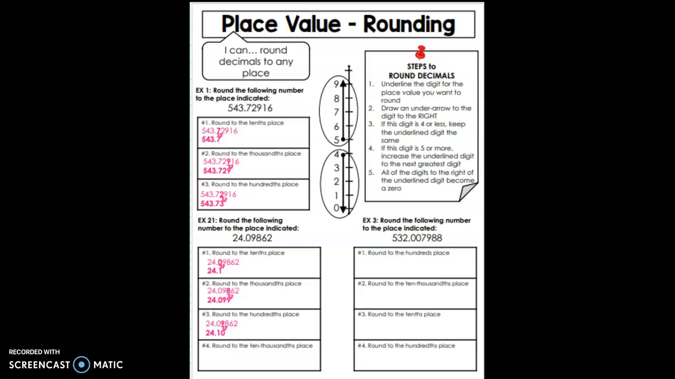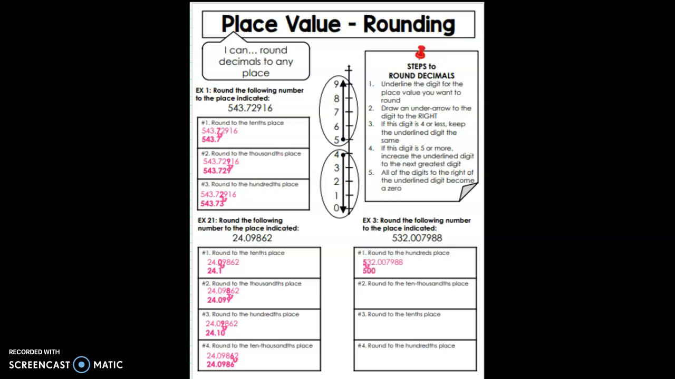Rounding to the 10,000ths place. That means we're rounding the 6, but we're using the digit to the right, which is the 2. Since it's less than 5, the 6 stays the same. Try example 3 on your own and then come back to the video to check your work.